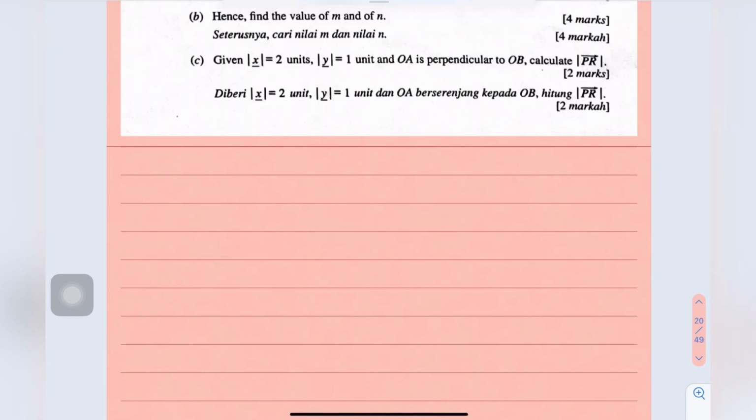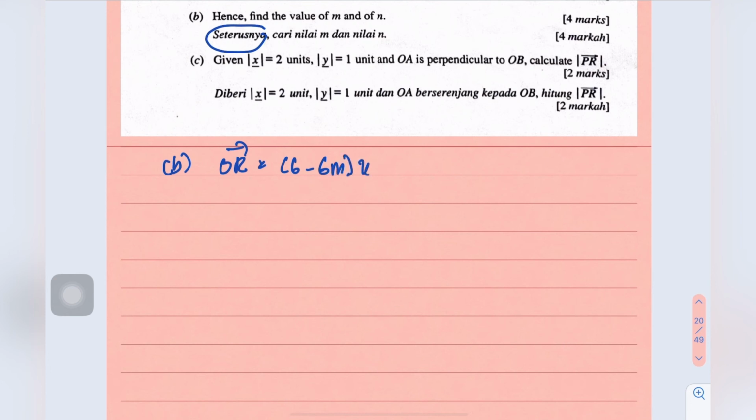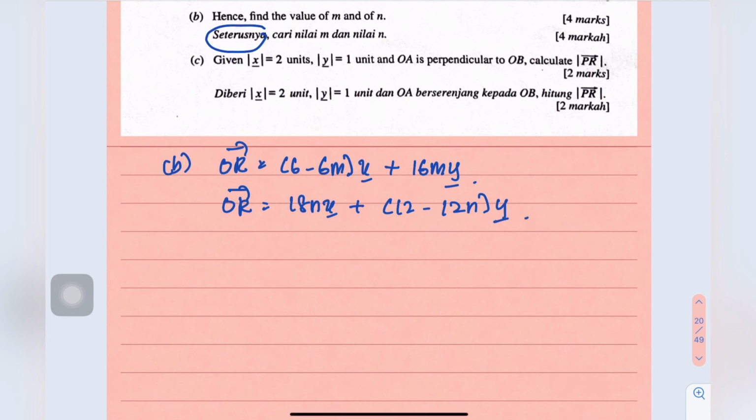Okay, next question. Question B, hence find the value of m and of n. Seterusnya cari nilai m dan cari nilai n. Ada perkataan seterusnya, maksud kamu janganlah nak cari vektor-vektor lain. Kita kena guna je vektor OR from previous answer. So from question A, kita ada OR equals to 6 minus 6m x plus 16m y, and another one, OR equals to 18n x plus 12 minus 12n y. Same vector, so to find the value of m and n, we need to compare.